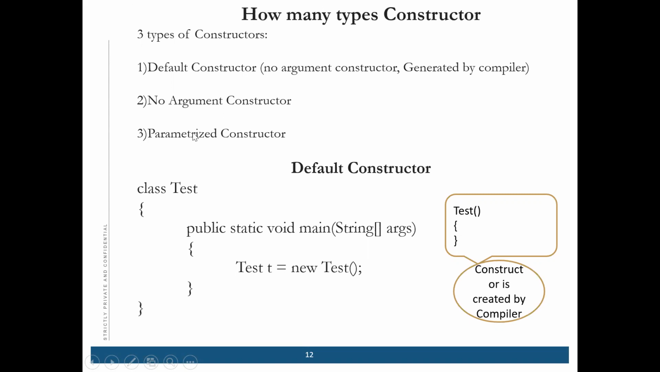Now, how many types of constructor are there? This is a very important interview question. Okay, this is very important. How many types of constructor are there? There are 3 types of constructor: default constructor, no argument constructor, and parameterized constructor. So what is the default constructor? It is automatically created when we compile. When we create a class, it will automatically create it. We don't need to write that. It is created by the compiler and executed. So this is called the default constructor.